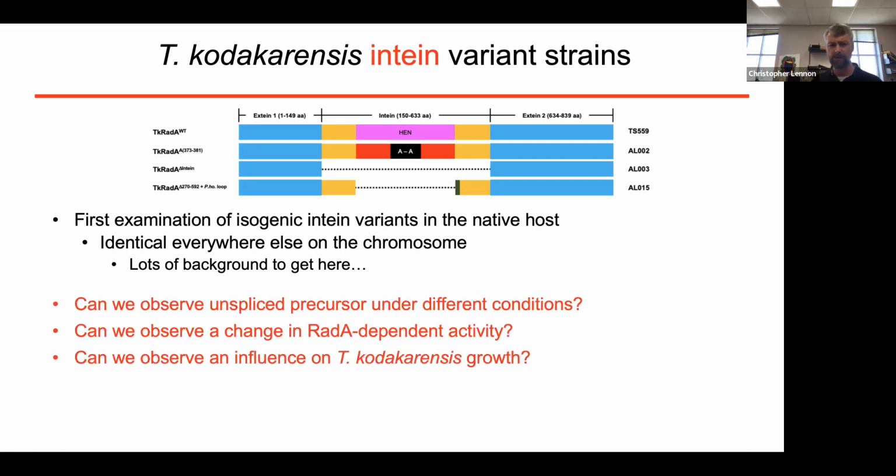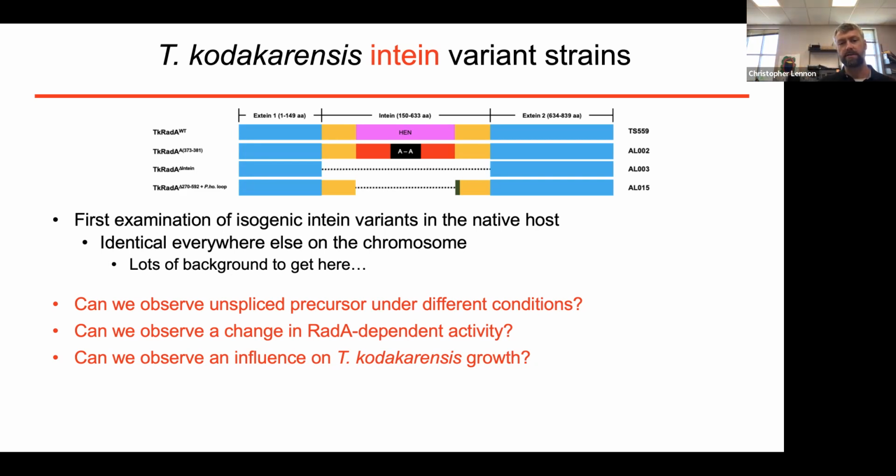Can we observe any unspliced precursor in any of these strains under different conditions? And can we observe a change in a RadA-dependent activity that correlates with that precursor, that pre-spliced product accumulation? And then finally, can we influence the overall physiology and growth of Thermococcus kodakarensis?